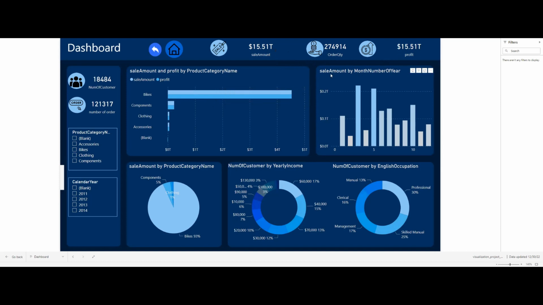Okay, this is the sales amount by month number, and this is the sales amount by product category name. Here we get the most sales amount from, and for the yearly income of the customers, 17% is the most, at $60,000 per year. And this is the occupation: 30% are professional, and they are most of our customers.